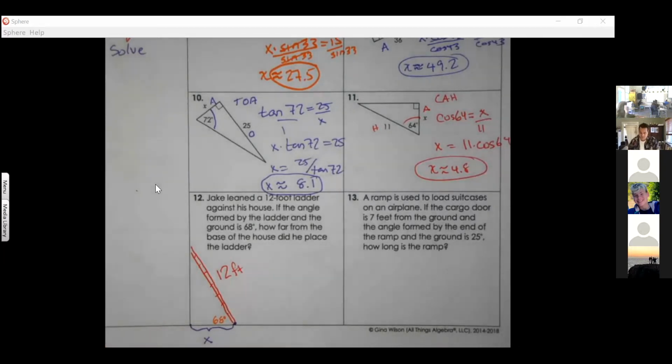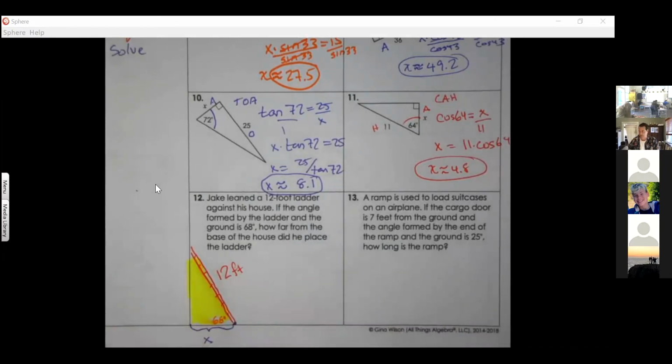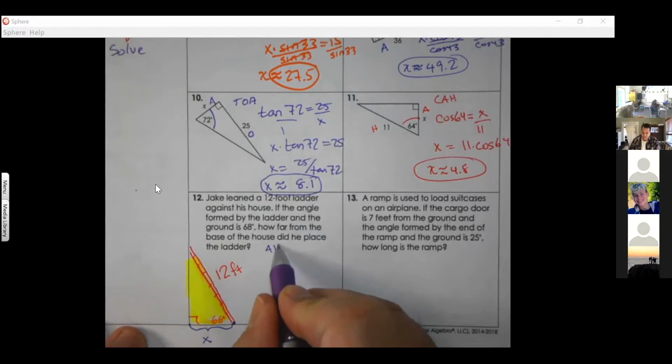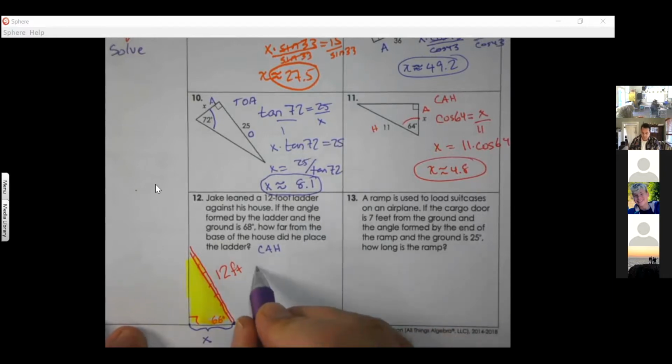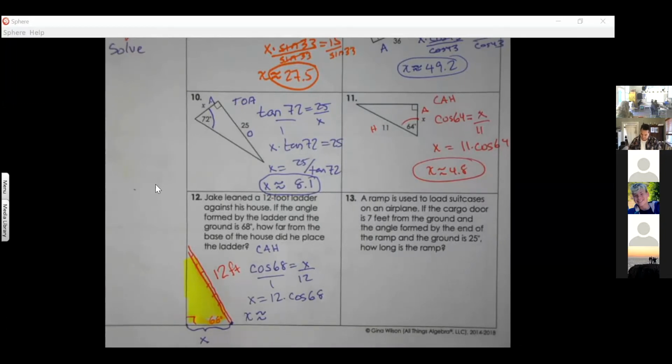And we have to have a right triangle for this to work. So I'm assuming that this house was built perpendicular to the ground, right? I know that's an assumption we don't like to make in geometry, but relative to that 68 degrees, I have the adjacent and I have the hypotenuse. That sounds like a cosine. So the cosine of 68 equals x over 12. Cross multiply, x equals 12 times the cosine of 68, which means x equals 12 times cosine 68 equals 4.5 feet away.